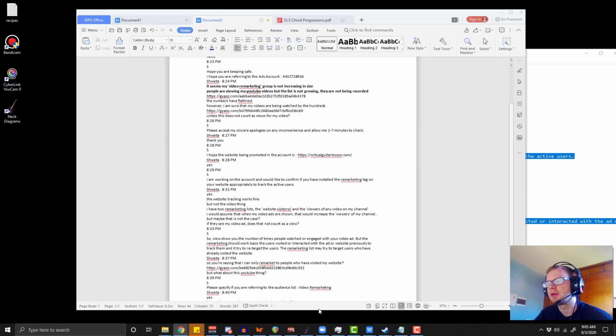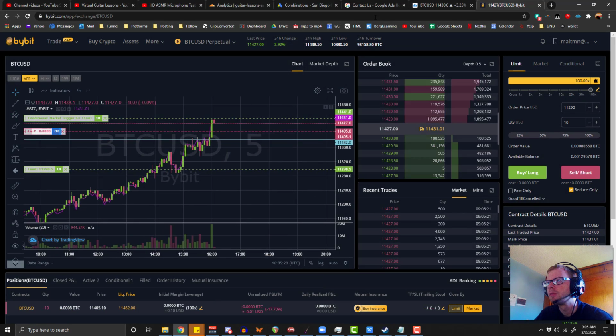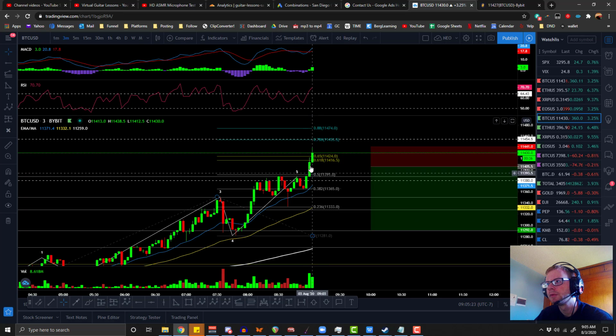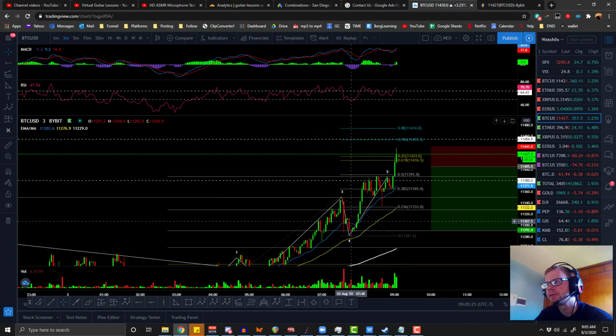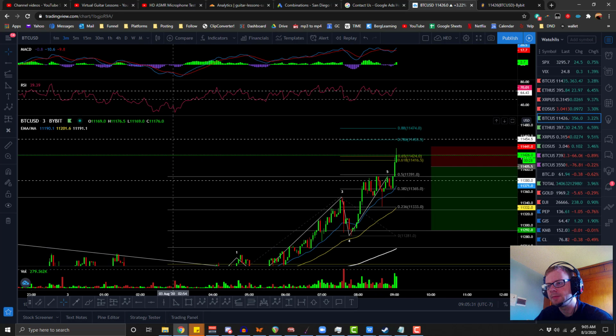Now we have to look at these indicators because I'm a little bit confused why this is going up so high right here. So it poked through this level. That's kind of interesting. Poked through there, but it's still holding this, and we still didn't get stopped out.